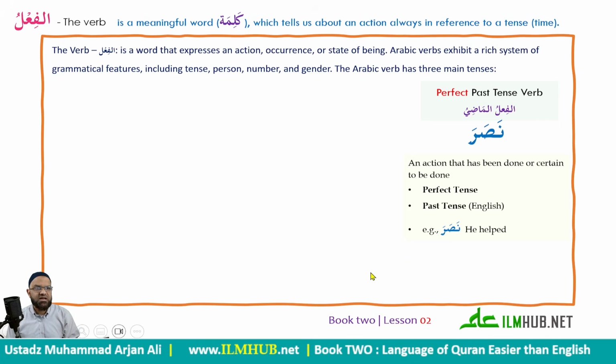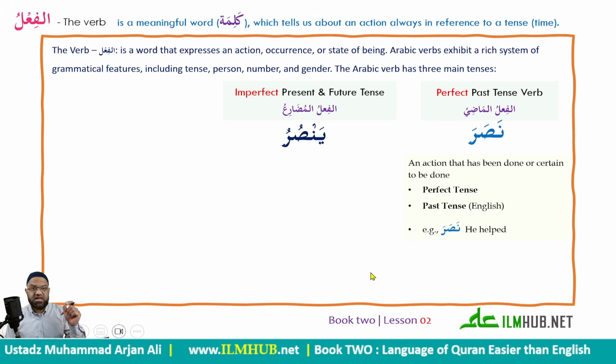And this is al-Madi. Madin without the al-Madi, the perfect tense. So al-fi'l al-Madi, the perfect tense verb. Then we have the imperfect tense. Now, imperfect tense in English can be translated as present, present continuous, as well as the future tense.